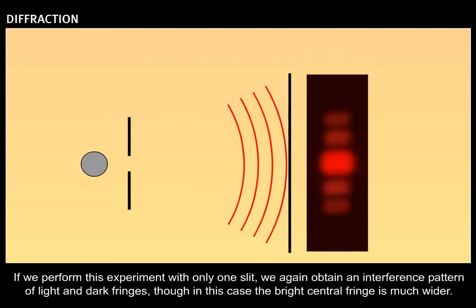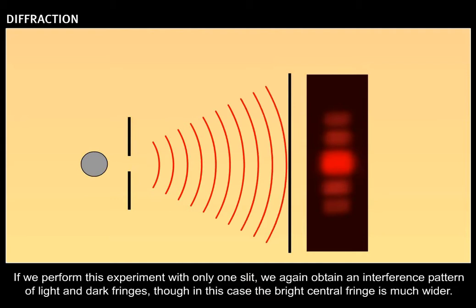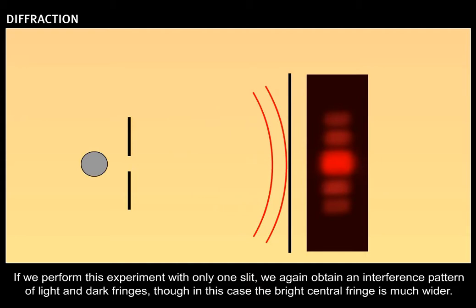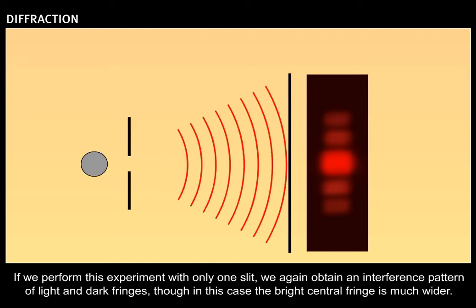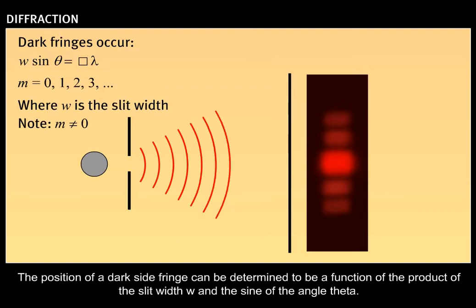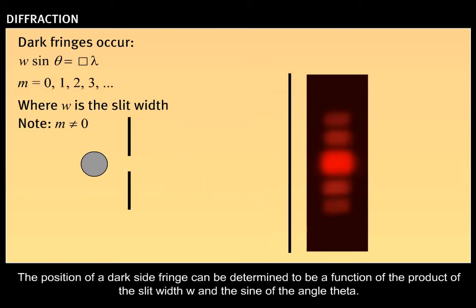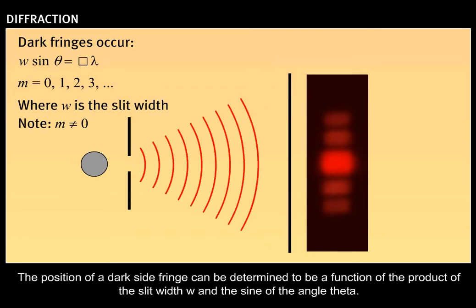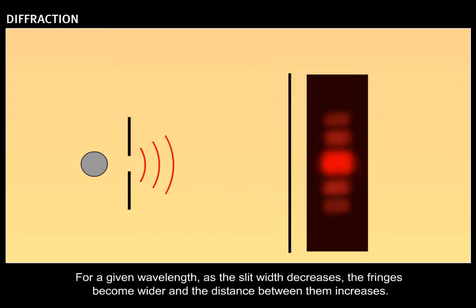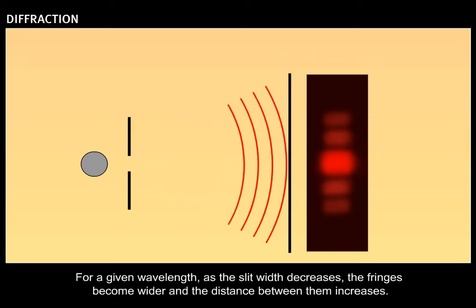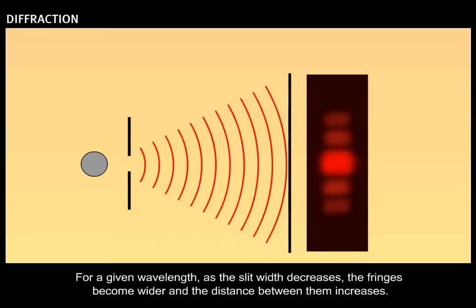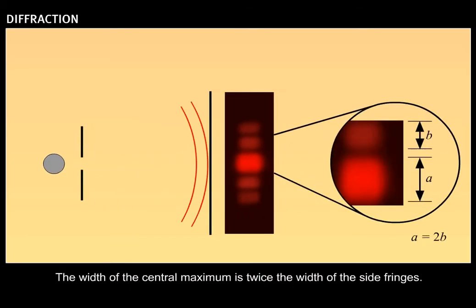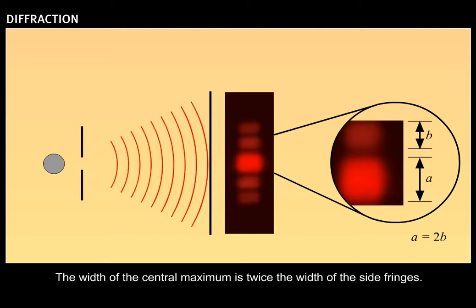If we perform this experiment with only one slit, we again obtain an interference pattern of light and dark fringes, though in this case, the bright central fringe is much wider. The position of a dark side fringe can be determined to be a function of the product of the slit width W and the sine of the angle theta. For a given wavelength, as the slit width decreases, the fringes become wider and the distance between them increases. The width of the central maximum is twice the width of the side fringes.